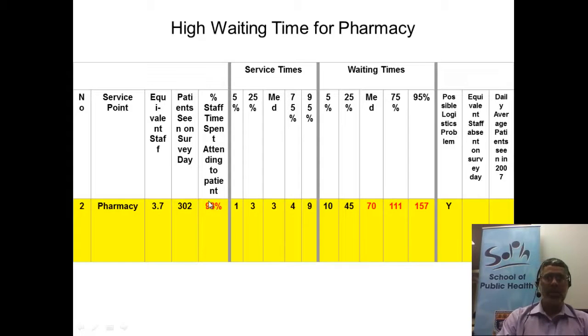Is it due to them being overworked? Absolutely. They are spending 98% of their time attending to patients. So virtually all the time they have available, they're spending on patients. So essentially they're seeing patients all the time they are there without stopping at all. So clearly overworked is the major cause here. However, there's also a logistical problem.